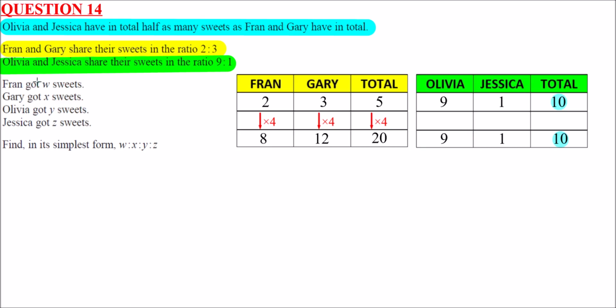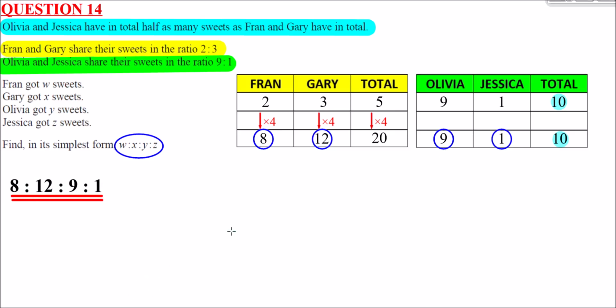So Fran's got W, Gary's got X, Olivia's got Y, Jessica's got Z. W, X, Y and Z. I've already put them in the correct order. So as a ratio we want W, X, Y, Z, which is Fran, Gary, Olivia, Jessica. So we've got these numbers already. Fran is 8, Gary's 12, Olivia's 9, and Jessica's 1. So as a ratio of 4 numbers, it's 8 to 12 to 9 to 1. And that's all we need to do. That's question 14 done.